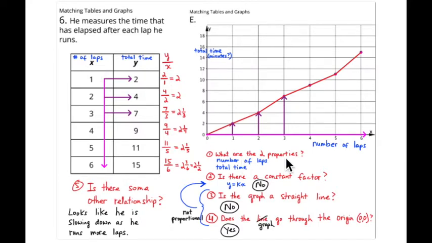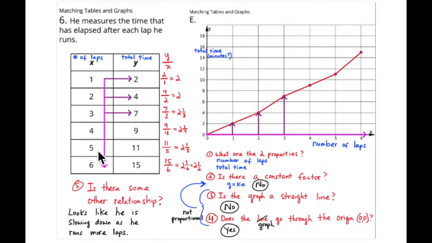And so what are the two properties? The column on the left is the number of laps he runs, and the column on the right is the total time that he takes to run those laps. So number of laps and total time. That means that you want to label the x-axis the number of laps. It is the x value. And that's what you're going to get in the problem first.